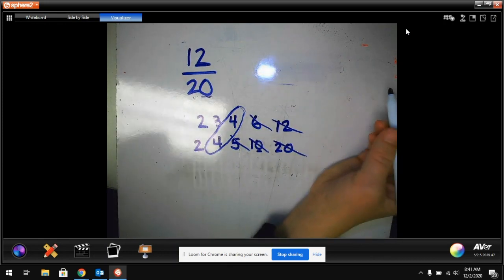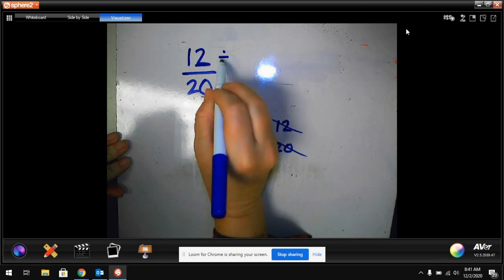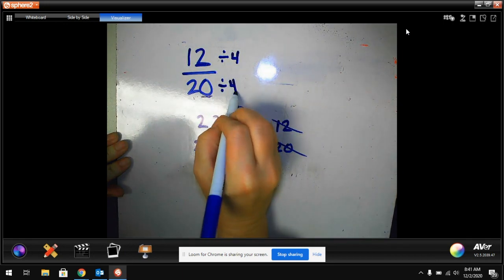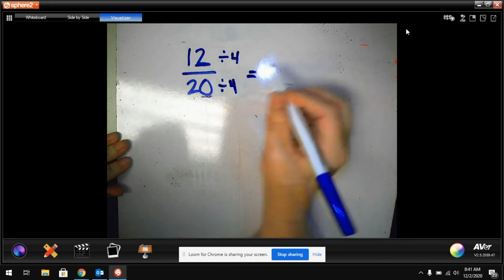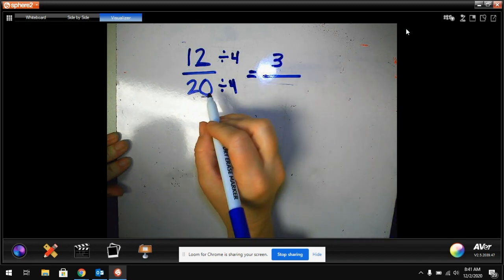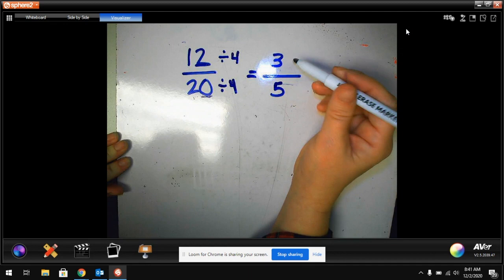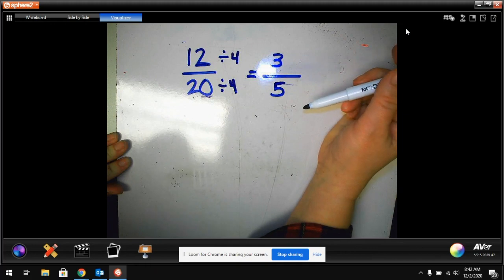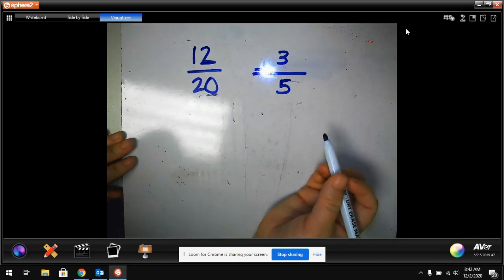In order for it to be an equivalent fraction, I have to do the same thing to the numerator and the denominator. So I'm going to divide the numerator by 4, and I'm going to divide the denominator by 4 to find the equivalent fraction. And 12 divided by 4 is 3. And 20 divided by 4 is 5. 3 and 5 are both prime numbers, and there's nothing else I can divide evenly into 3 and 5. They do not have a common factor. So 12 20ths in its simplest form, or simplified as they sometimes refer to, is 3/5.